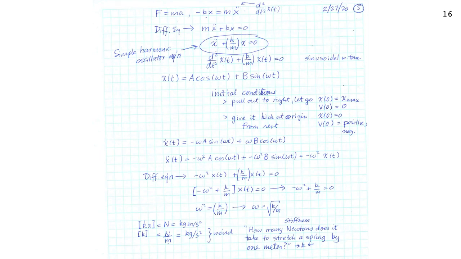So what that means is that minus omega squared plus k over m is equal to 0. And my wonderful students, that tells you that omega squared is equal to k over m. So your angular frequency in this, this is called the simple harmonic oscillator equation.